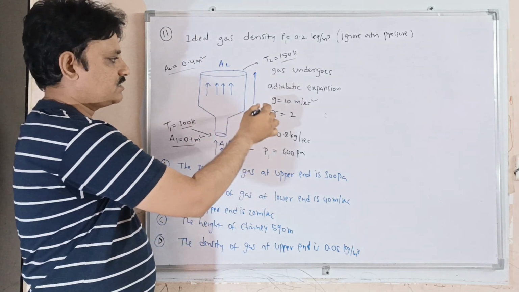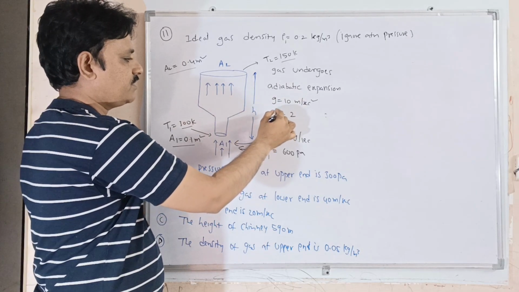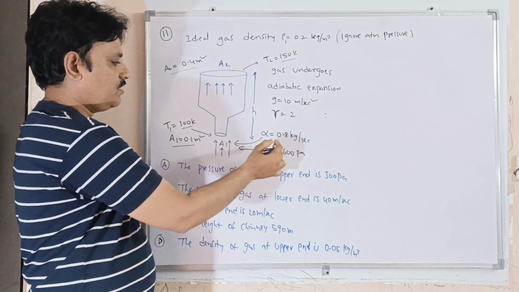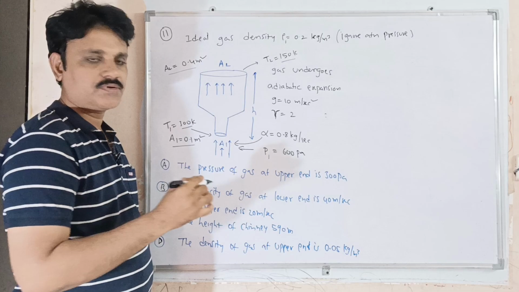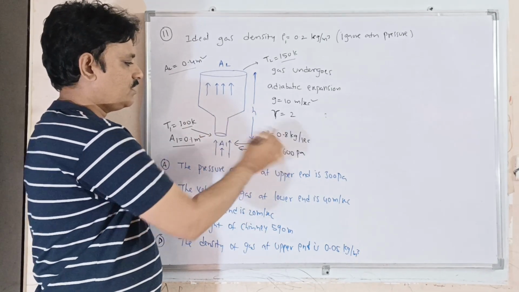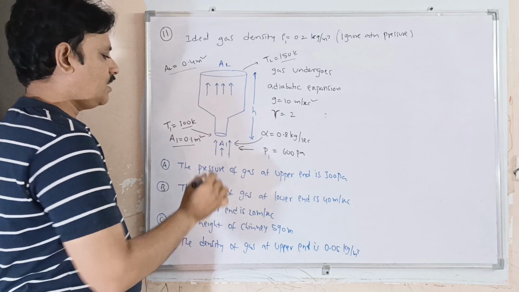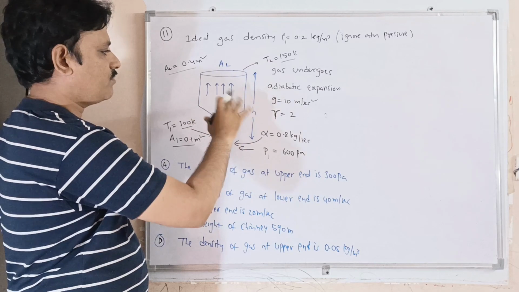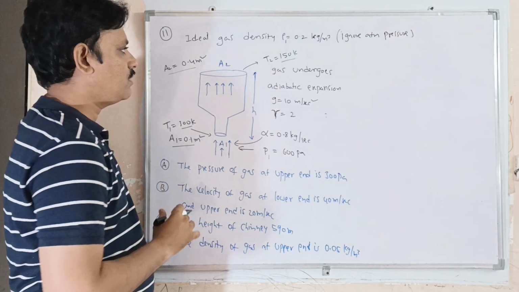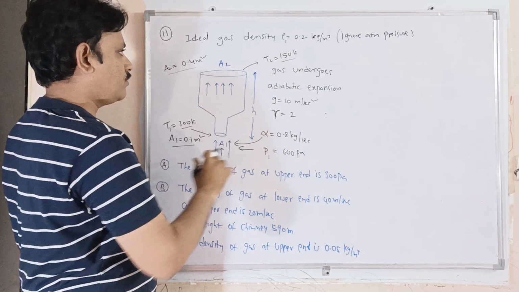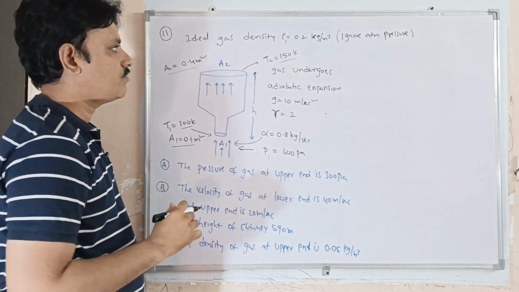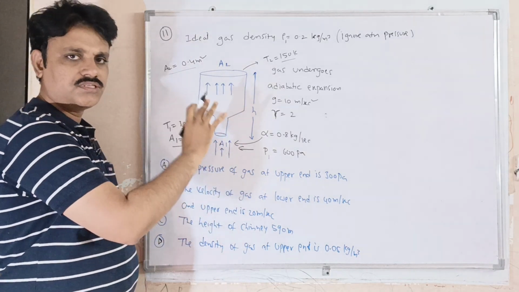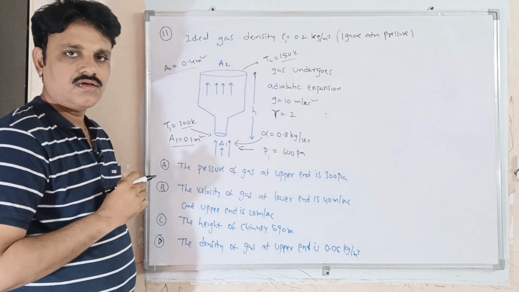So adiabatic expansion happens here, and the ratio of specific heats, gamma value, is also given, which is 2, and at the lower end of the chimney, the mass per second of the gas entering the chimney is 0.8 kg per second, and the pressure at the lower end is 600 pascals. So all these factors are given, whatever we write on the board, and initially the density rho 1 is equal to 0.2 kg per meter cube, which is the density at the lower part. And related to this question, there are 4 points given in the problem.